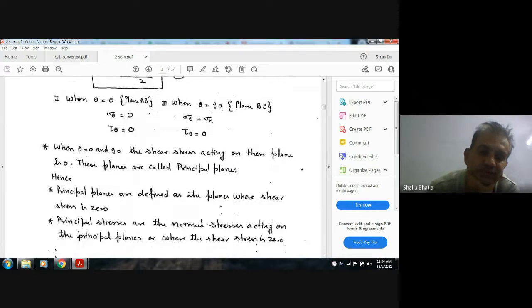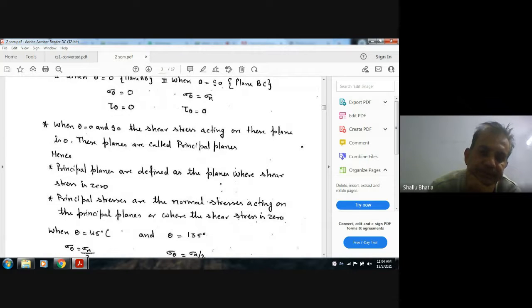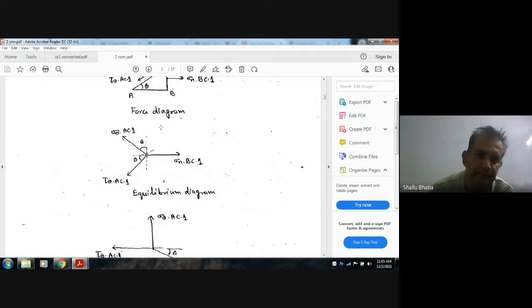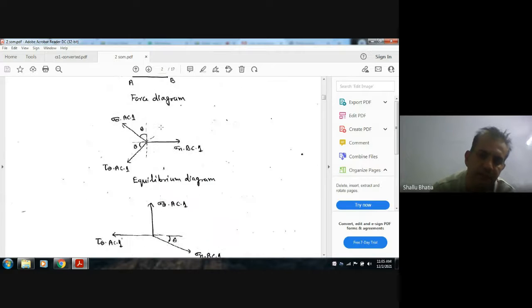So theta is 90 if you take the plane BC, and sigma theta is sigma x and tau theta is 0. So when theta is 0 and 90, the shear stress acting on these planes is 0. At this plane, theta is also 0. So the planes where there is no shear stress are called principal planes. So AB and BC in this case are principal planes.